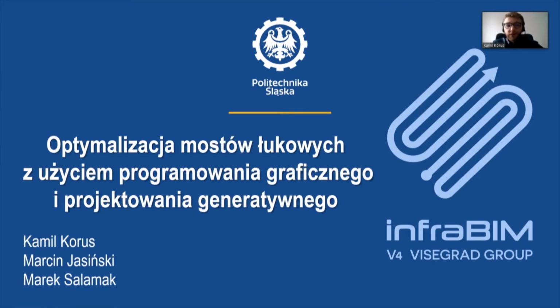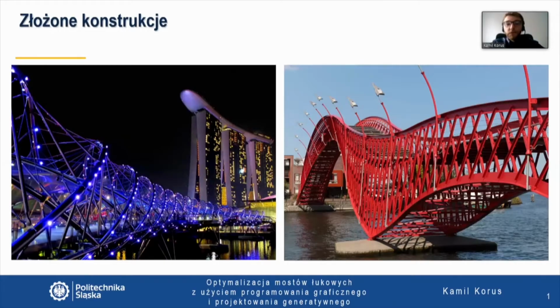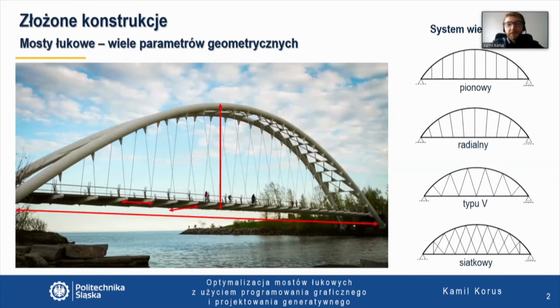Let me tell you about optimization of design with the use of graphic designing and generative designing. Two techniques stronger and stronger related to BIM. This will all be presented based on the example of arch bridges. Thinking of complex structures, we in most cases think of atypical structures, but also bridges in engineering practice may be considered complex structure. So apart from parameters related to dimensions of the whole design or dimensions of cross-sections for an arch bridge, you may select various suspension systems.